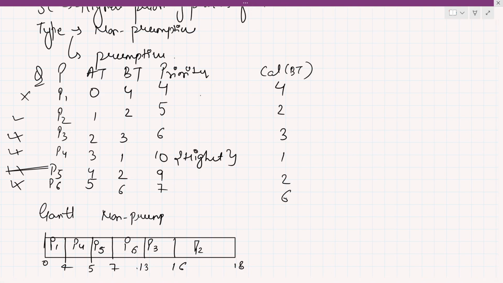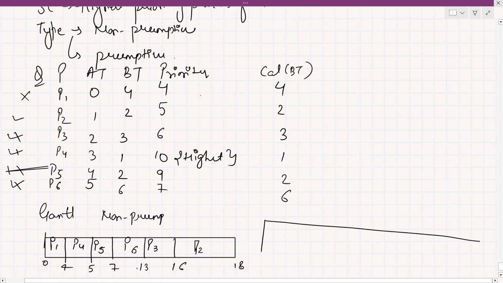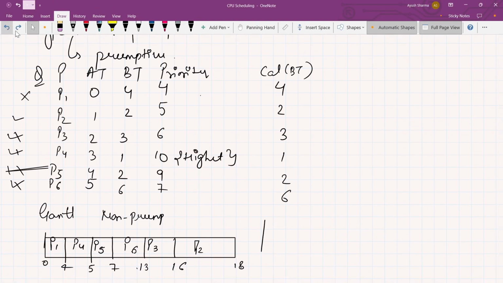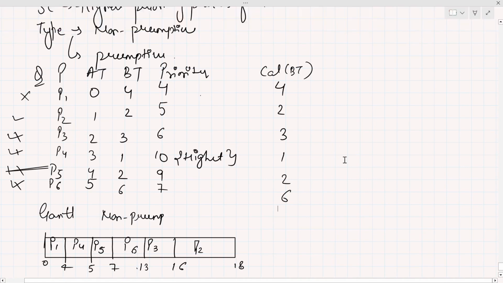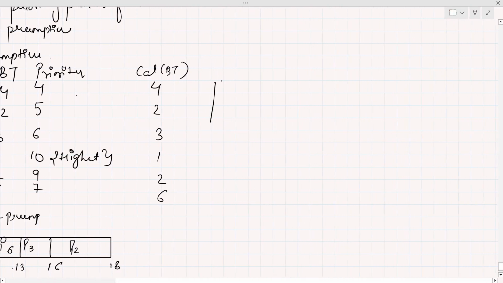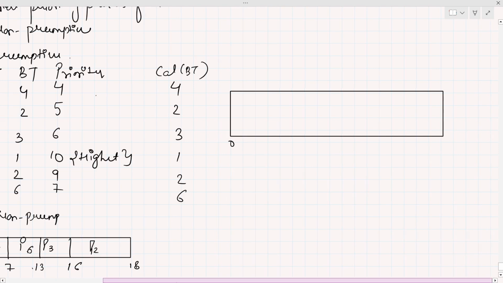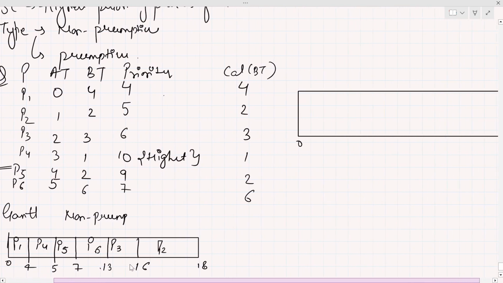So we are solving this question in a preemptive way. First of all, the Gantt chart always starts from 0. At 0, which process is available? Only one process is available, which is P1. So P1 will get the CPU.